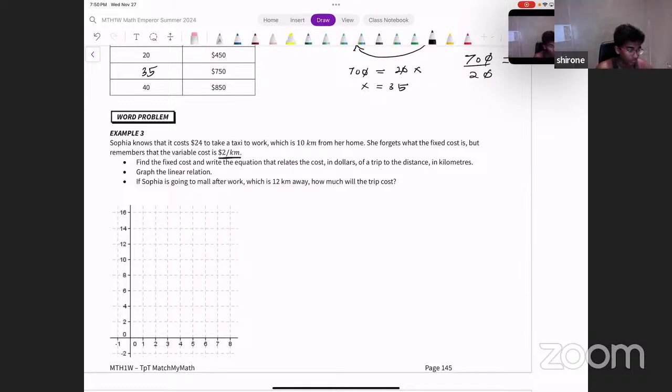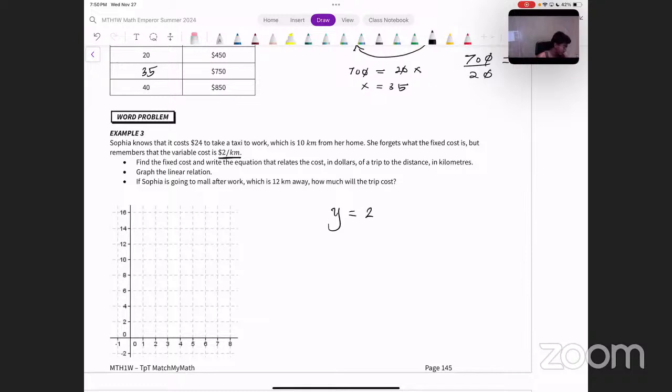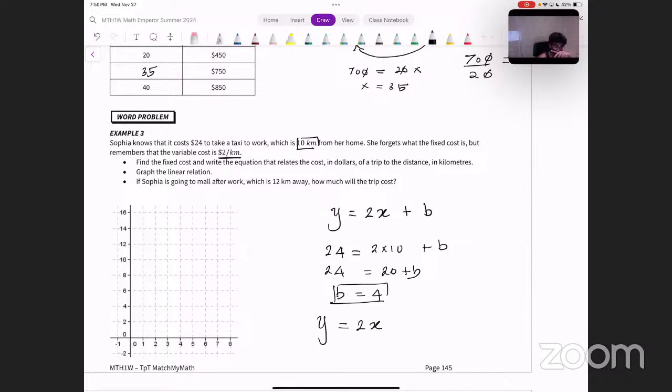So she paid $2 per kilometer. But what she doesn't know is the fixed cost. So now Sophia knows that it costs $25 for the taxi to work, and she's traveling 10 kilometers, isn't it? Are you seeing the picture? So 25 is equal to 20 plus b. So b is equal to 5. So what is my equation for that taxi company? 2x plus 5.